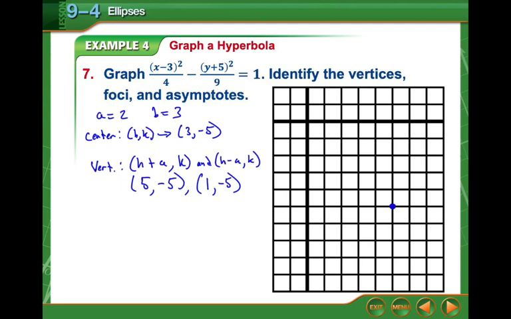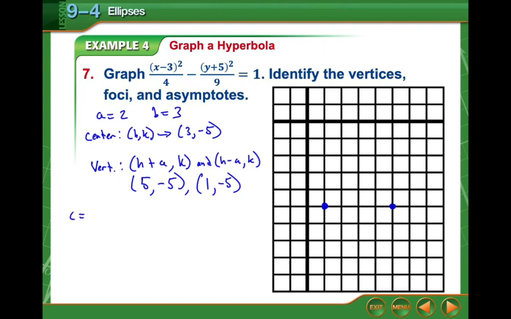And 1, negative 5. So now, based on that alone and the fact that we have x first, that tells me it's horizontal. So now we need our focus points. Again, here we're going to add what c is. We need to find c. Hold on, let's do that first.